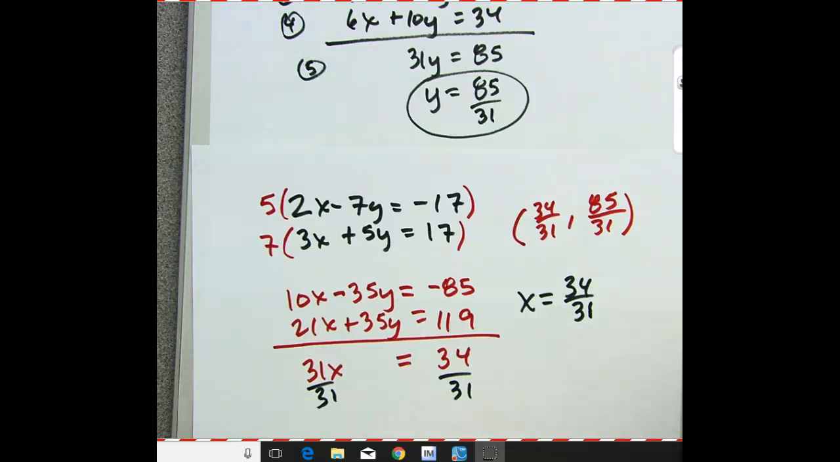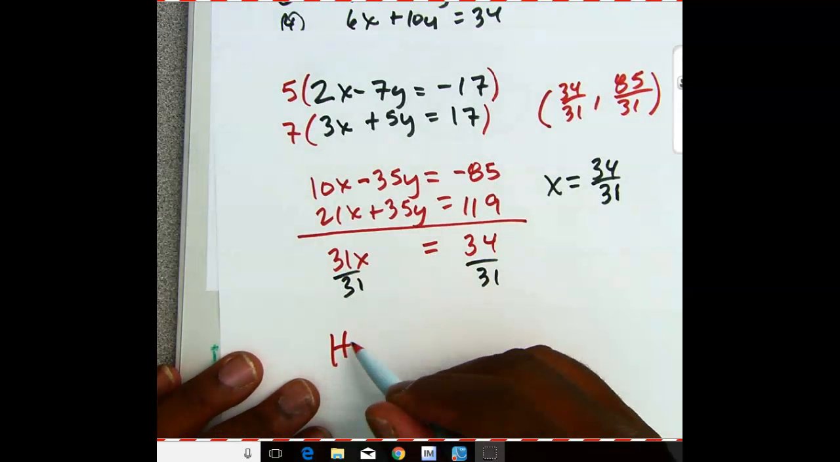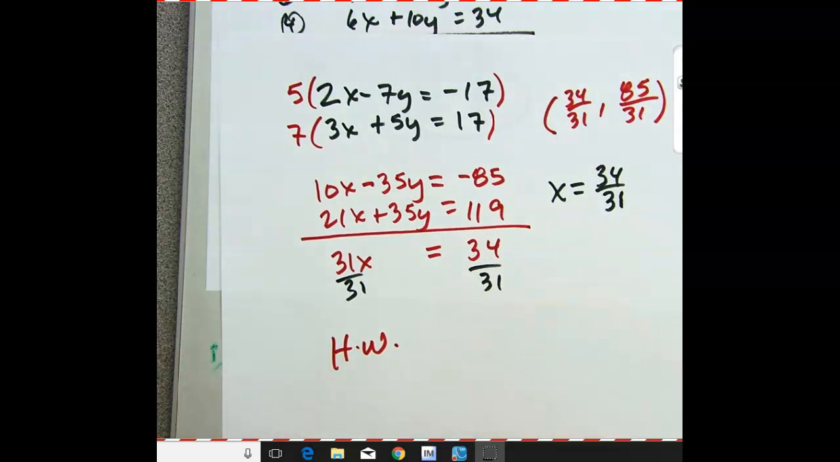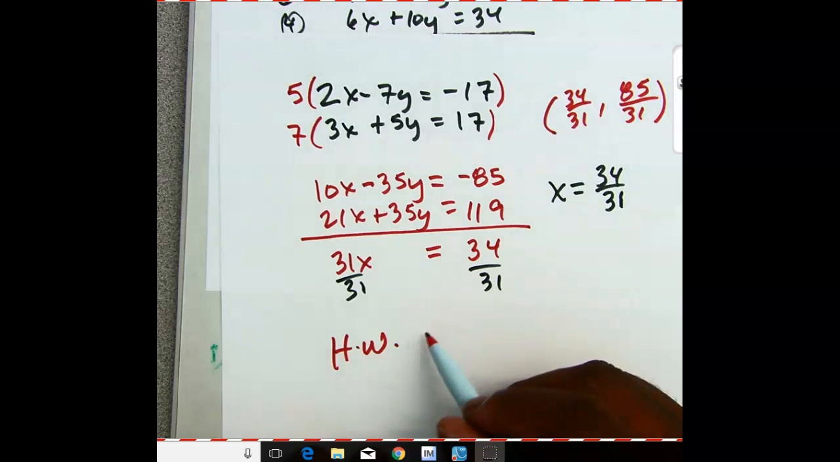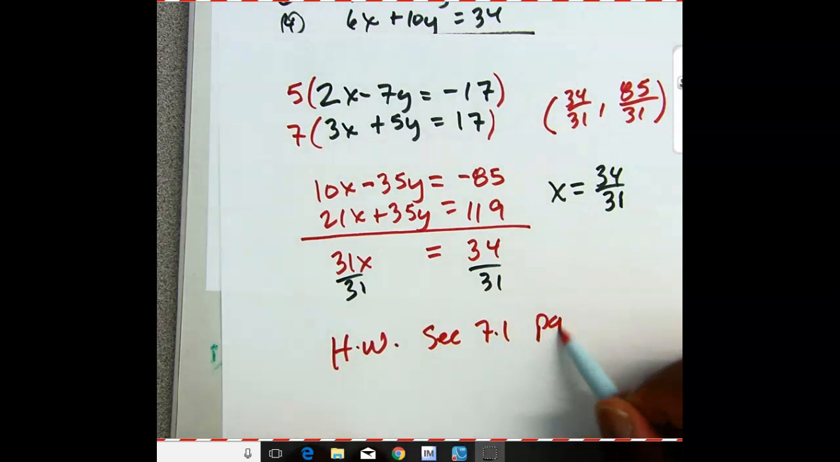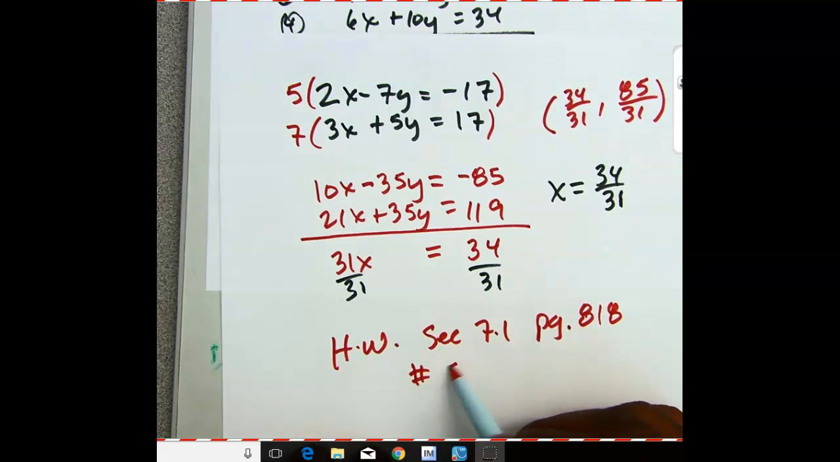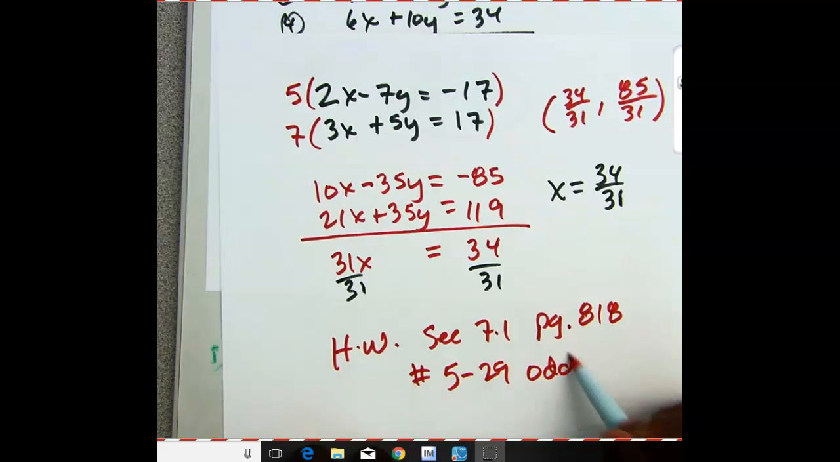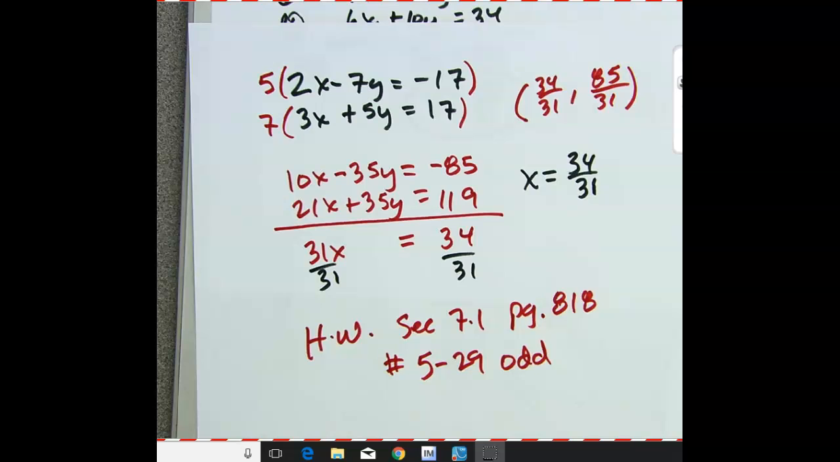So your homework tonight is... not necessarily, because sometimes if you simplify them, they will reduce. But no, not necessarily. All right, so the homework is section 7.1, page 818. And you're doing numbers 5 through 29 odd. So again, homework section 7.1, page 818, 5 through 29 odd. And I will go ahead and get you guys a copy of that.